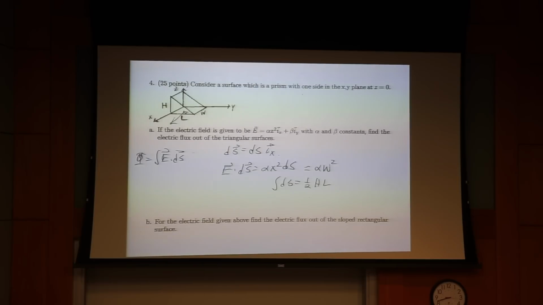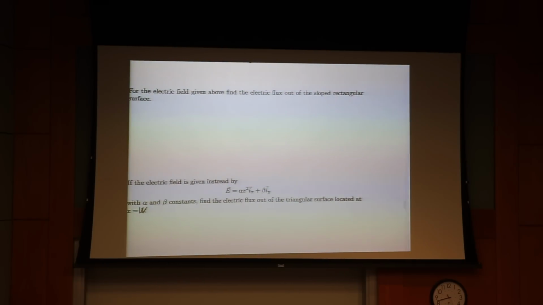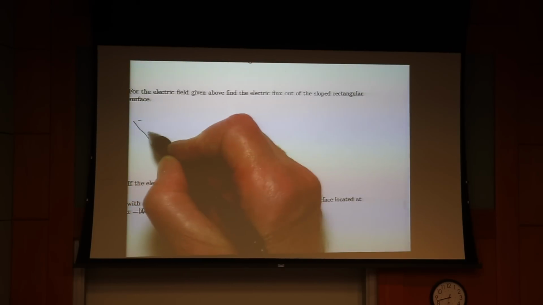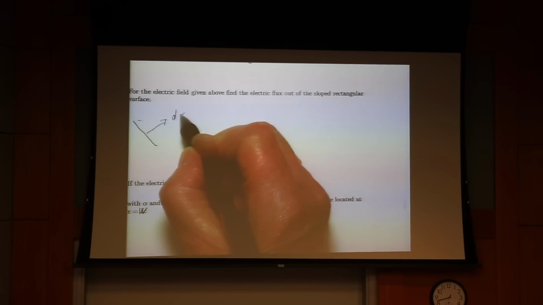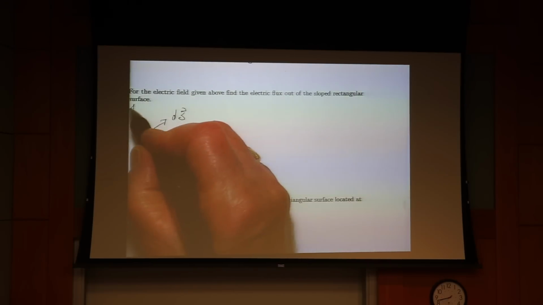The second part asks for the electric flux out of the sloped rectangular surface. Again, the first step should be draw the ds vector. In this case, there's the sloped surface. There is the ds vector. This is the y direction. This was the z direction.